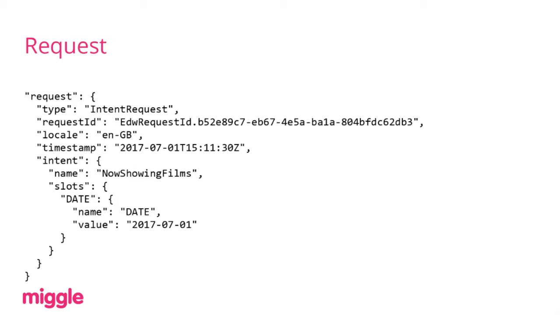So here's an example of a request. You can see that the intent has been provided as now showing films, and there's also a date provided there with the value, and that would be derived from how the phrase was sent to the Alexa device. And in terms of how you produce the response, it can be up to you completely. It could just be a simple SQL query, or if it's more complex, you use views and just strip out the HTML.